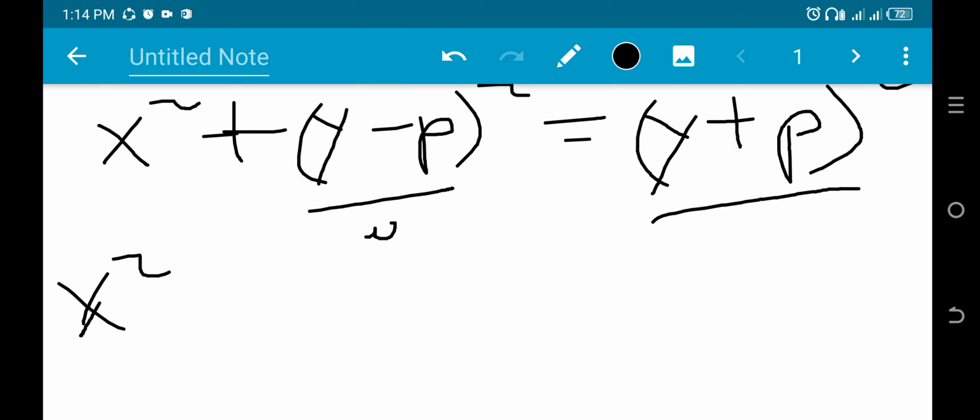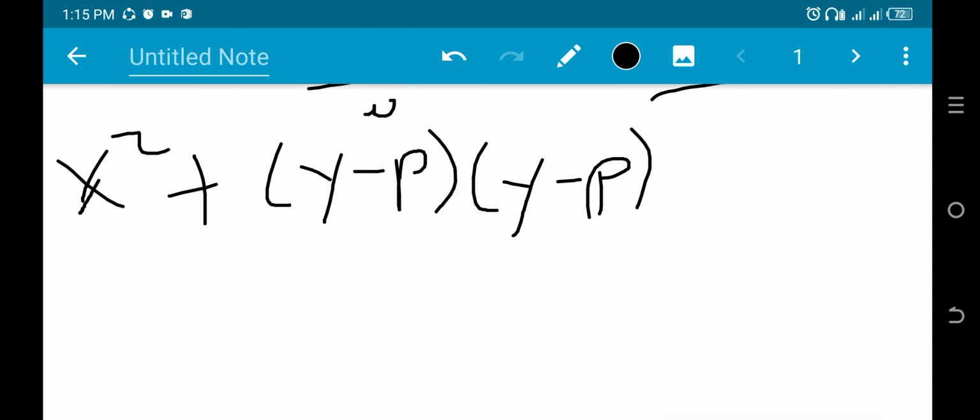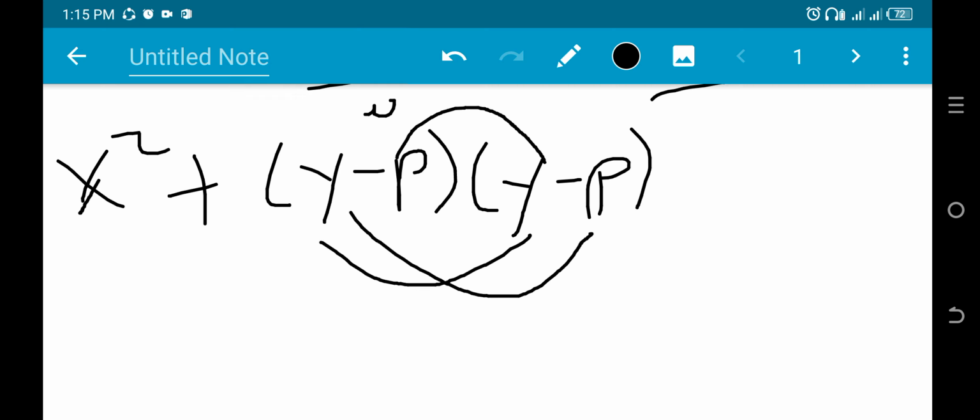So for expanding, since we are seeing (y minus p) two brackets of (y minus p), plus. So to expand, you just have to say y minus p. So this is what you are having, and you are multiplying this. The first part is y multiplied by y and y multiplied by p. Then the second part is p multiplied by y, then p multiplied by p.